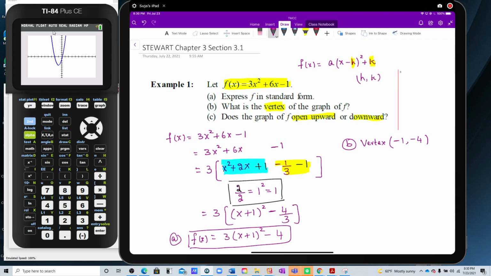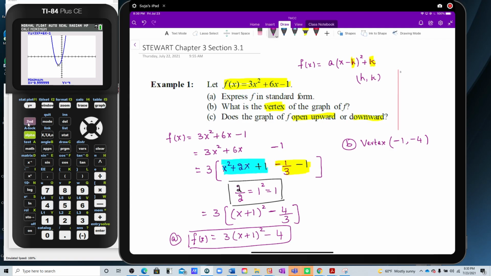This is the graph. If you see, the graph is opening upwards, which means this is the vertex. The vertex is the minimum point, and I'll show you that it is going to be (-1, -4). I can check it with my calculator. This is how you find the minimum using a calculator. Enter. Go to the right a little bit, enter again, and see it's approximately -0.9999, which is like -1 comma -4.